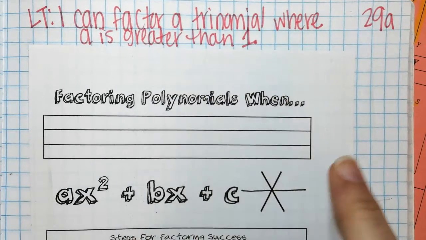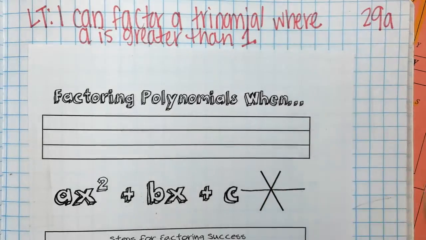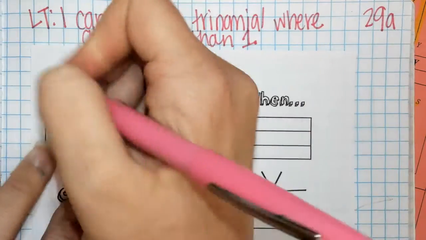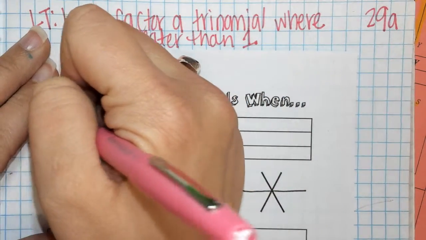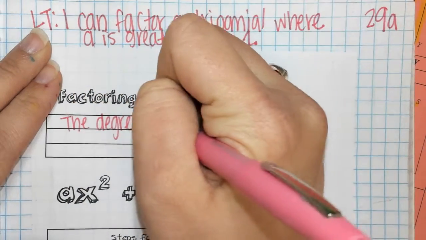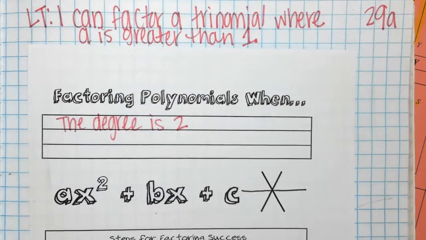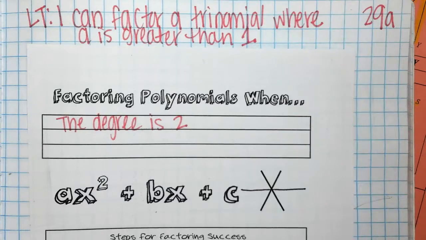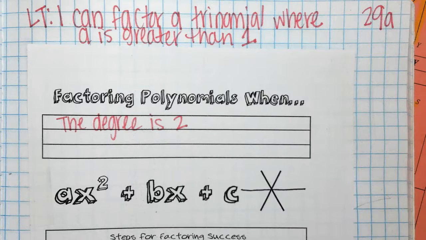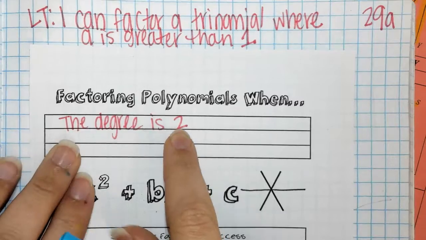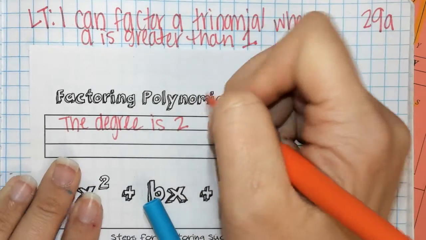there is a number out front. And you still use the star method, but there is a very special thing that you do. So today we are going to be factoring a trinomial when the degree is 2. Does anybody remember what the degree is on a polynomial? It's the highest exponent. So the degree is the highest exponent. And when the degree is 2, it has a special name. It's called a quadratic.